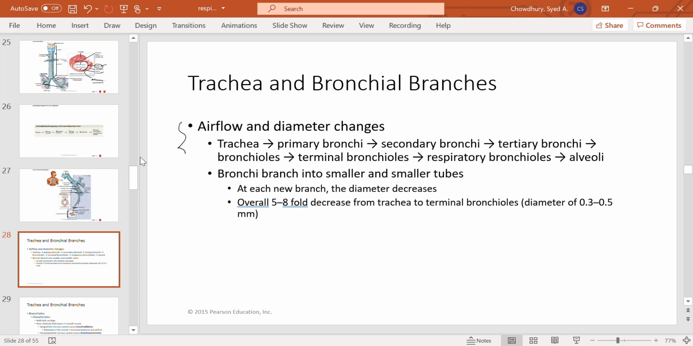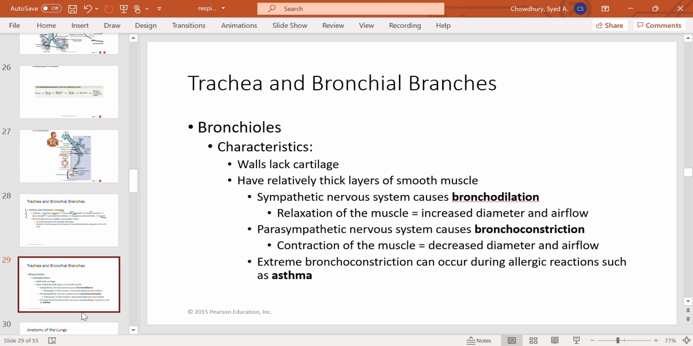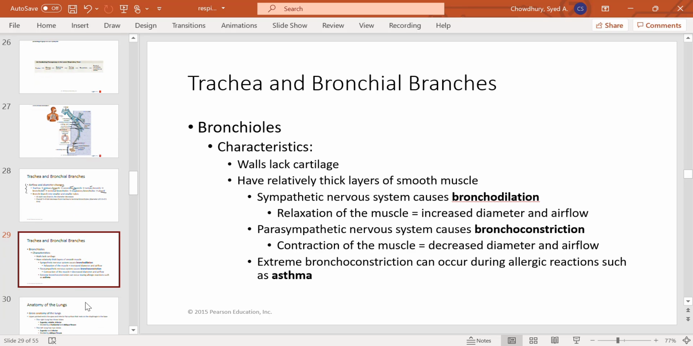Okay, how the air flows from the trachea to the alveoli. We already talked about these branches, right? Okay, the bronchioles. Bronchioles are the branches of the respiratory tract inside the lung, and as the branches go downwards, that means more and more branches are formed, the diameter changes, gets smaller, right?